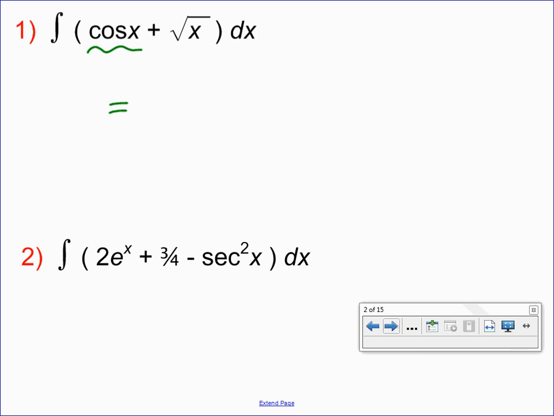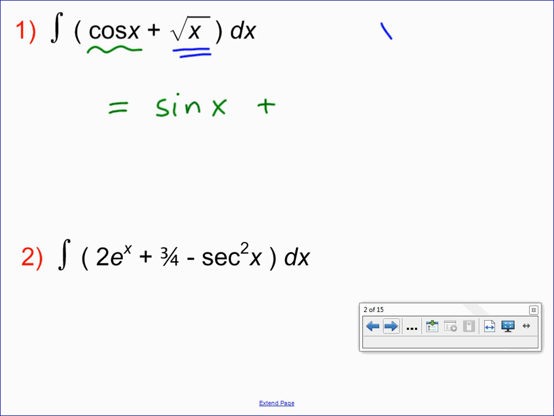For an antiderivative function, what differentiates to cosine of x? Well, sine of x differentiates to cosine of x. And do we need to include a negative? No, the derivative of sine of x is cosine of x straight up, so that's no problem. A little bit trickier would be an antiderivative for the square root of x.